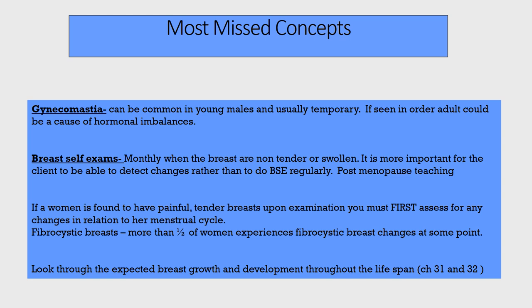Some of the most missed concepts for this chapter on test questions: gynecomastia. This is a normal finding that you will see in young men, but usually it's temporary. They grow out of it once they turn into their 20s. But if you see this on an older adult client, then we're going to think it may be caused by hormonal imbalances. So we want to get their hormones checked to see if there's something else going on. If you see a test question about gynecomastia in a young adult, that's normal, but we want to correlate hormonal imbalances with an older adult if this is seen.